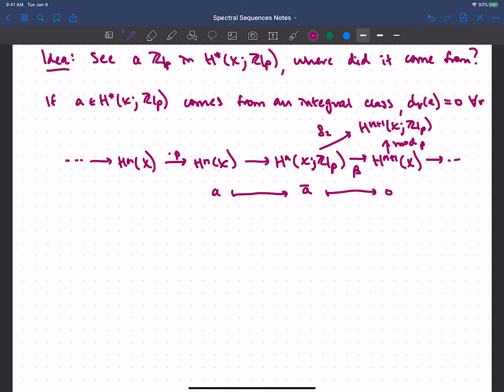Maybe another way to say what I mean here, in the language of the exact couple, is that I think of my d_r differential as doing j after i in reverse r times after k. And so I do d_r to something that came from the integers. So j was the thing that took me from the integral coefficients to the mod p coefficients. So if it's in the image of j, well, then really I'm doing j after i in reverse r times after k after j of a. And of course that's 0 because k after j is 0. So the moral of the story is just by exactness, of course, I get 0.